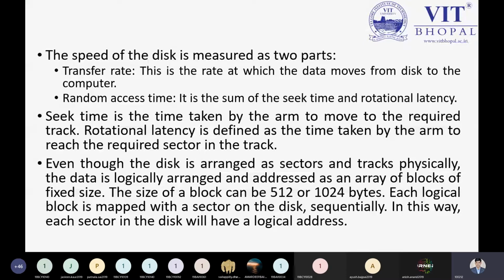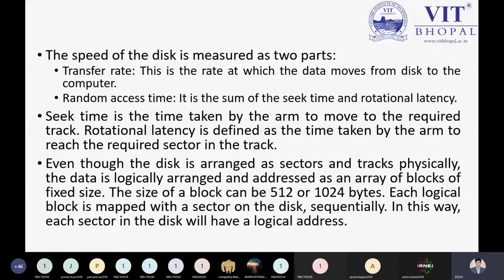And next we have the random access time. It is the sum of the seek time and the rotational latency. Now the question comes to mind: what is meant by the seek time and rotational latency? Please keep in mind, the transfer rate means reading data from the disk, the speed or rate of data accessibility. And the random access time is determined by the sum of the seek time and the rotational latency. So access time equals seek time plus rotational latency.